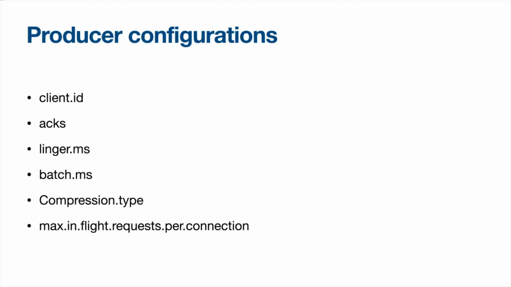And the next one is max in-flight request per connection. So this controls how many message batches the producer will send to the server without receiving responses. So the higher the setting can increase memory usage while improving throughput.